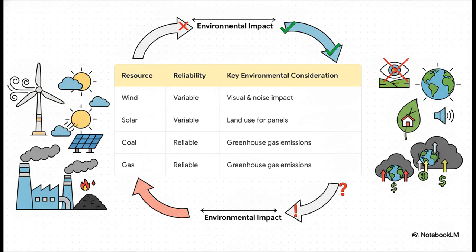Check out wind and solar. They're great, but they're not always reliable, are they? If the wind doesn't blow or the sun doesn't shine, you don't get power. Now look at coal and gas. Super reliable. You can switch them on whenever you need power. But the catch? A huge environmental impact from all those greenhouse gases. Understanding this tension between reliability and environmental cost is just essential.